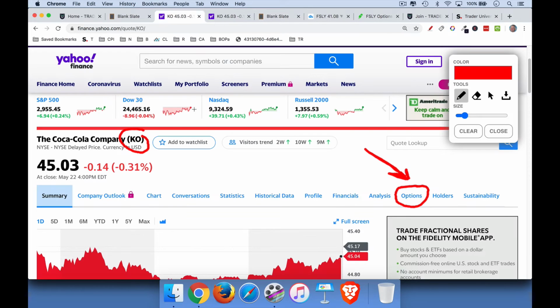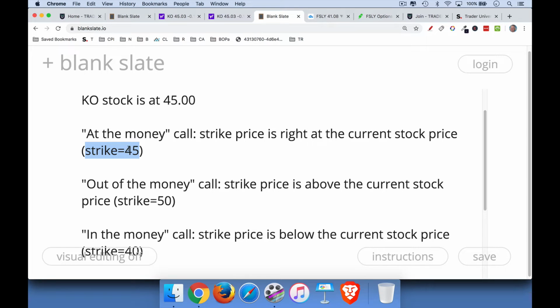Now we saw that Coke is actually trading at 45.03. It doesn't have to be precise, but if Coke is roughly around 45, you can say you're talking about the at the money calls. This is just the terminology that option traders use.